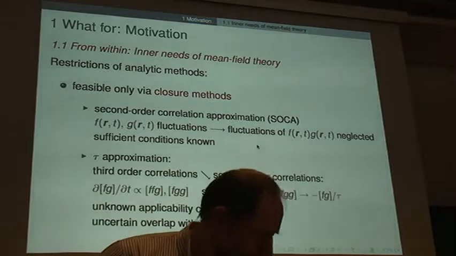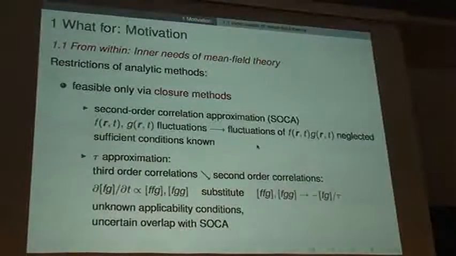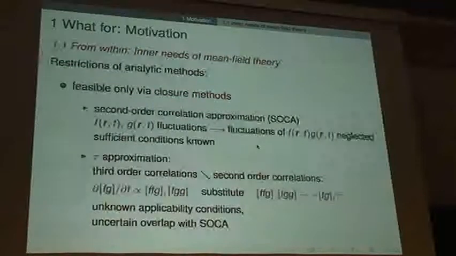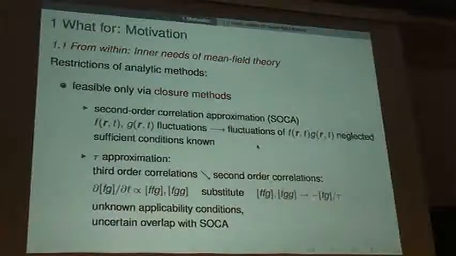Another closure is the so-called tau approximation, where third-order correlations are related to second-order correlations. For instance, if you have an evolution equation for a second-order correlator, and on the right-hand side you have some third-order correlators, then these are substituted by such an assumption, saying that if there would be nothing else on the right-hand side than these two terms, then the correlator is supposed to decay. This is expressed by this minus sign and this tau as a characteristic time of the decay.